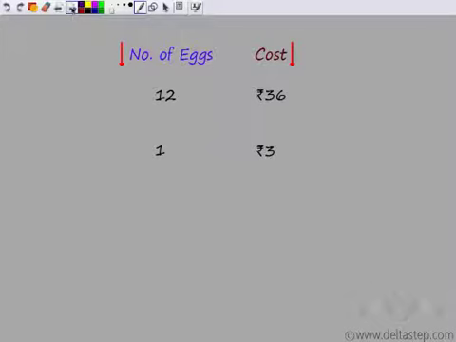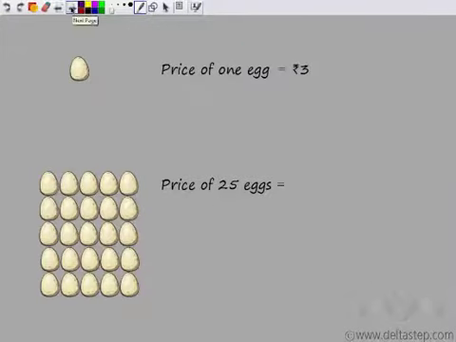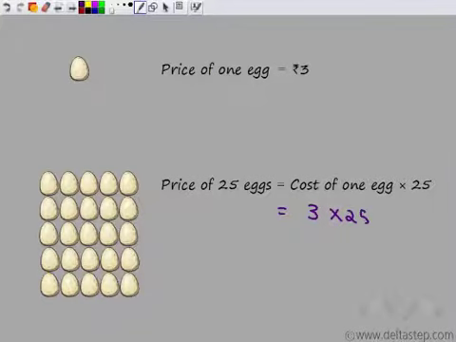Now we have to find the cost for 25 eggs. We know the price of 1 egg is 3. So 25 eggs would cost me the price of 1 unit into 25. So the cost of 1 egg into 25. Now I know that the cost of 1 egg is 3 rupees, into 25. So this gives me 75 rupees. So I get the price of 25 eggs to be 75 rupees.